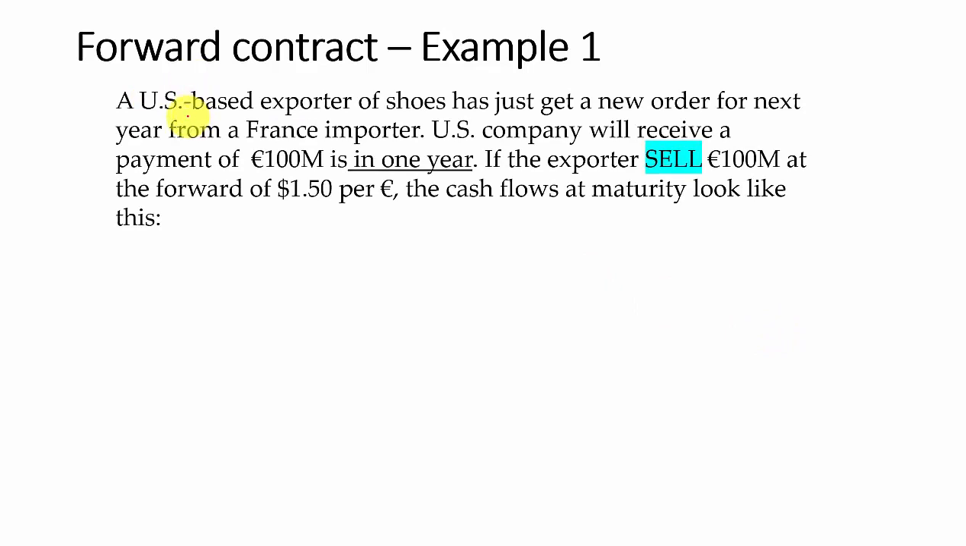Assume that we have a US-based exporter of shoes, and this company just got a new order for next year from a French importer. The US company will receive a payment of 100 million euro in 1 year. If the exporter decides to sell that receivable 100 million euro at the forward rate of $1.5 per euro, the cash flow and maturity date will look like this.